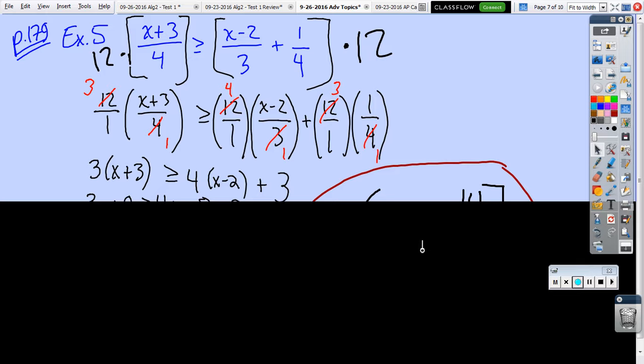Here, if I went straight across, 4 times, be very careful, parentheses x minus 2 over 1, which is just 4 times x minus 2, and then finally this guy just becomes 3. When you multiply fractions, we just go straight across.